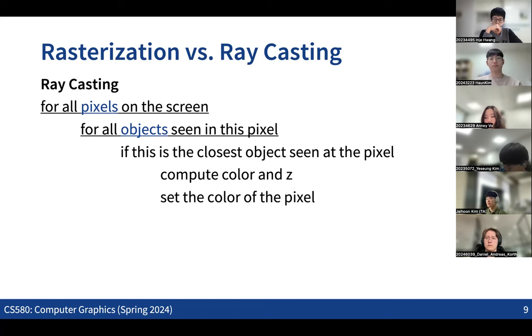So in rasterization, it's basically object first. For each of the objects, we project them and then see what are the pixels that are included for each triangle and update all the pixel information. And ray tracing is basically pixel first. For each pixel, we shoot a ray and see at which point on the 3D object the ray intersects the object, and then fetch the color or the metadata information from that point of the 3D object to update the pixel information. So that's the major difference between rasterization and ray casting.